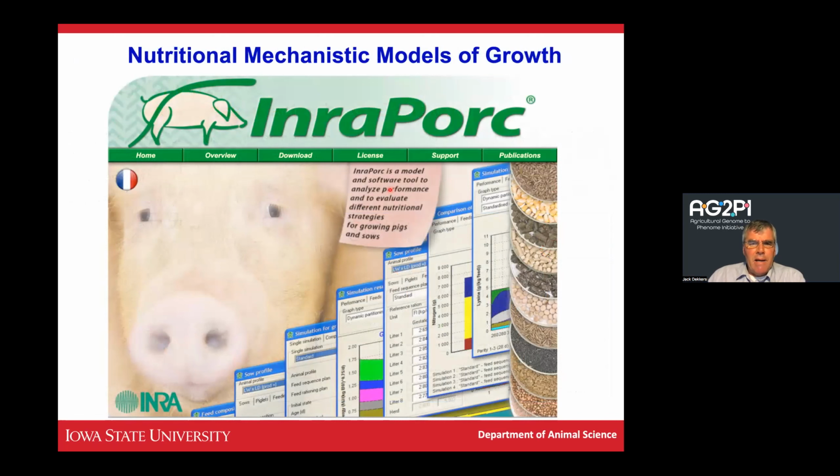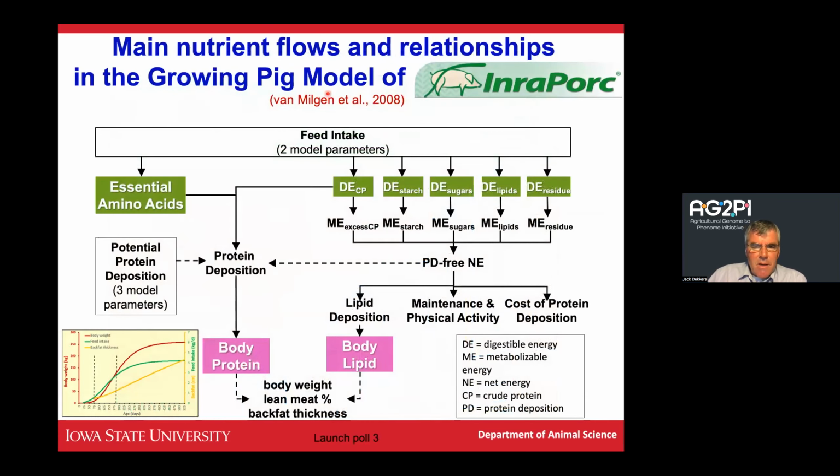So I mentioned that in animal production, there's been a lot of work by nutritionists in particular to develop these nutritional mechanistic models of growth, to develop nutritional strategies, most cost-effective, least cost diets and so on, while still getting maximum growth and leanness. And this is an overview of one of those models. The model that we actually used was developed at INRA in France by Jaap van Milgen and others.